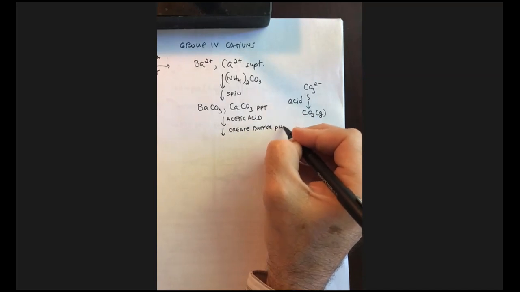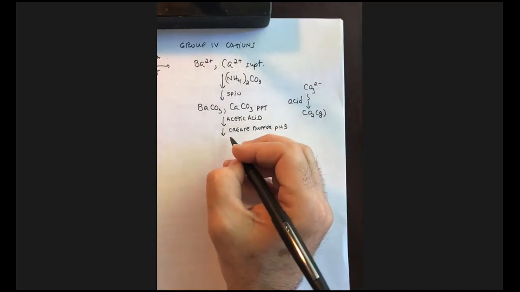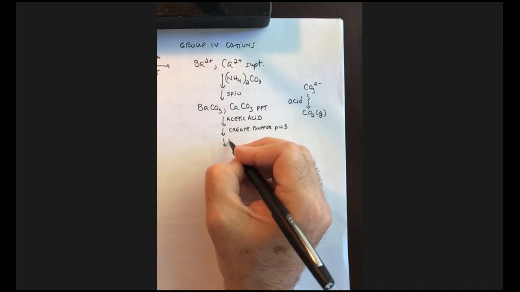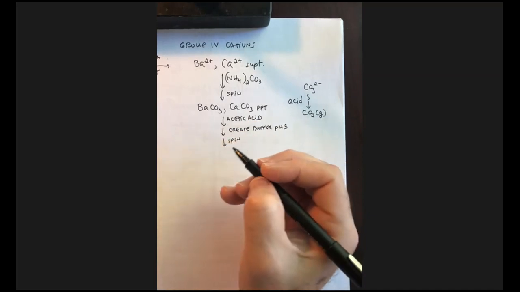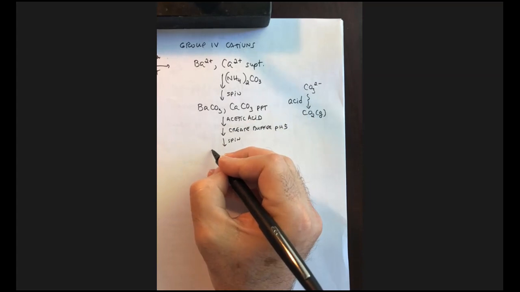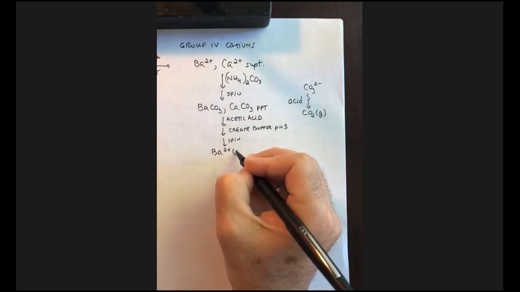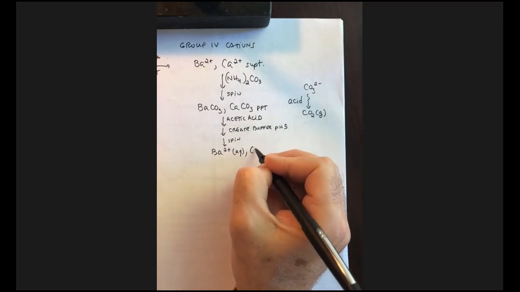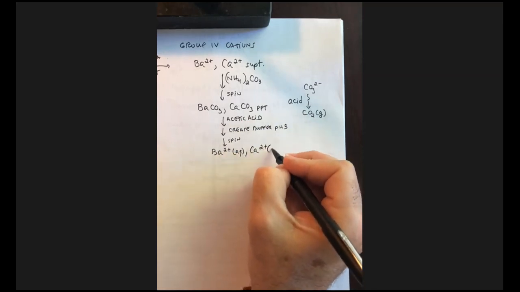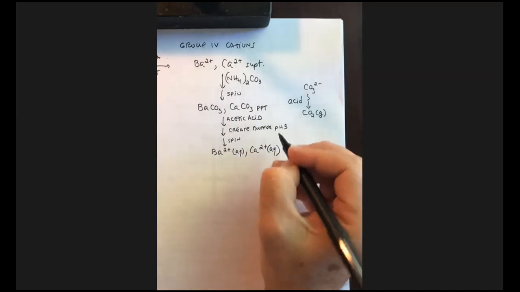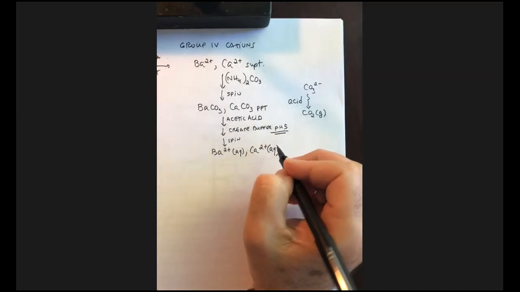That's pH 5. So you can spin again. There should be no pellet anymore. You have basically solubilized the barium and the calcium ions again. But this is now at pH 5.